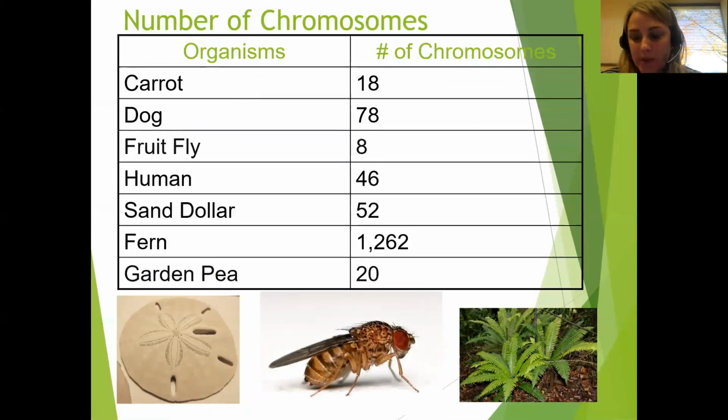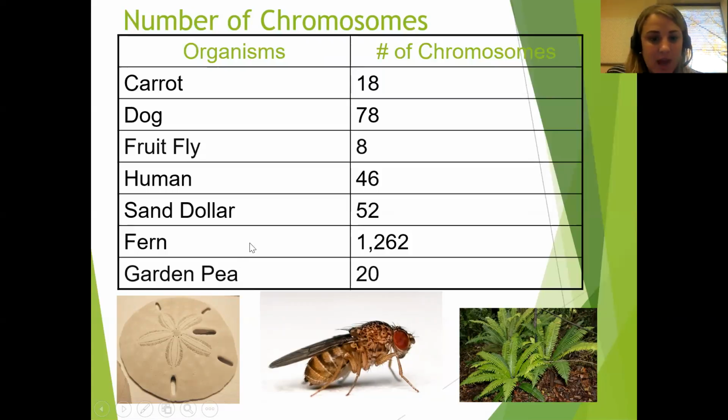All right, numbers of chromosomes. Every species on the earth has a specific number of chromosomes. A human has 46 chromosomes or 23 pairs. You can see right here, a carrot has 18 chromosomes, a dog has 78, fruit fly 8, humans, like I said, 46, sand dollar 52, which is right here, if you aren't familiar with the sand dollar. These are echinoderms, they're actually living. Sometimes people are surprised that these are actually considered animals, but they are.